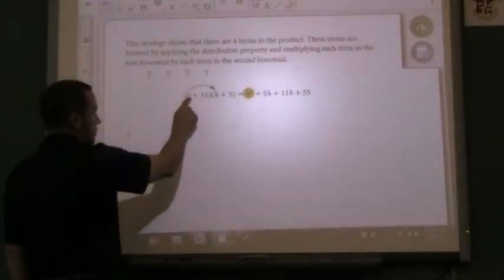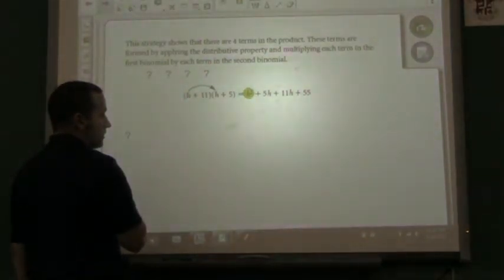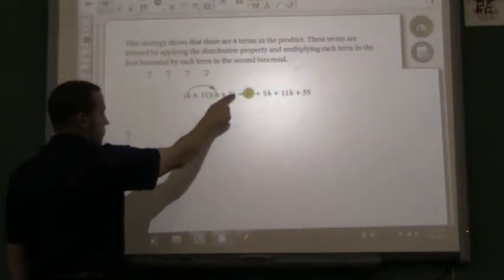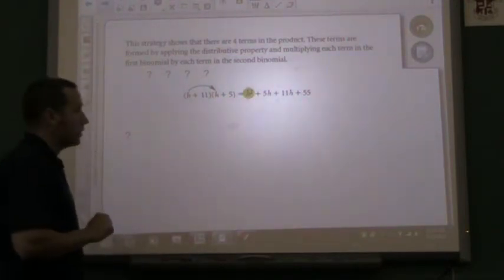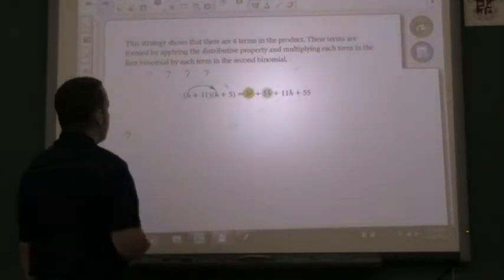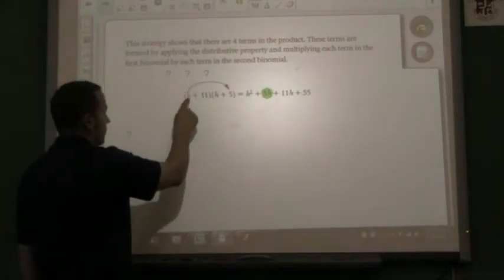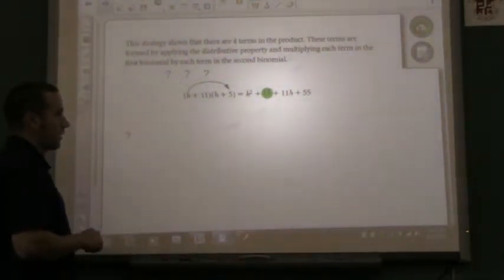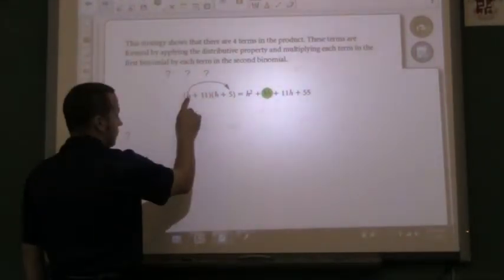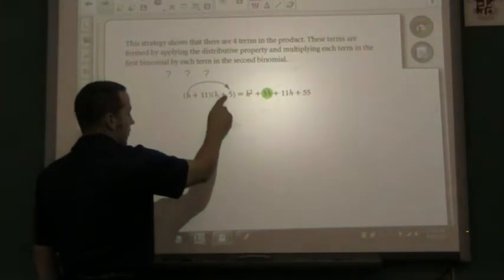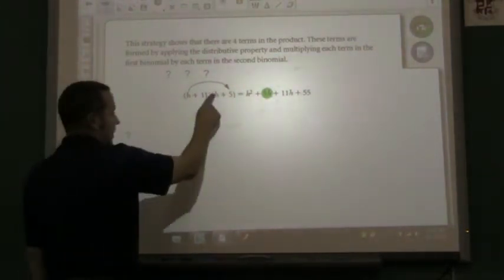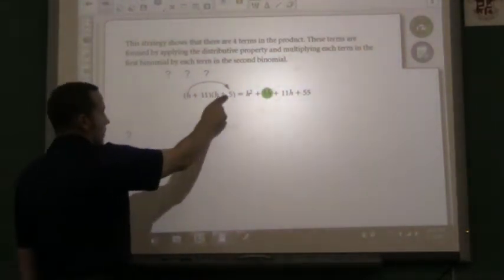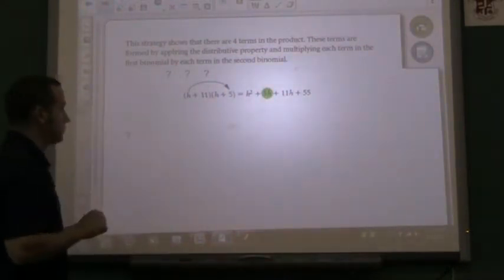I take the first term in the first bracket and multiply it by the first term in the second bracket. So h times h, which you know is h squared. Then I take the first term and multiply it by the second term in the second bracket. So basically what I've done so far is taken the first thing I see in the first bracket and multiply it by everything that I see in the second bracket, which was h and 5. So h times 5 gives me 5h.